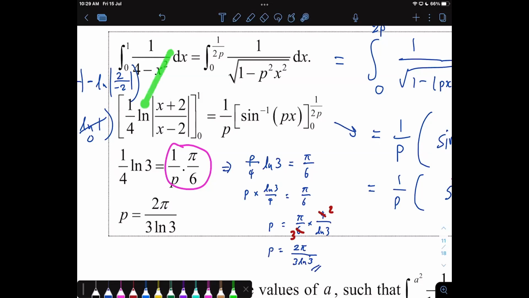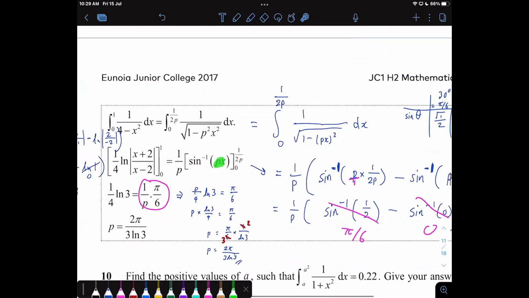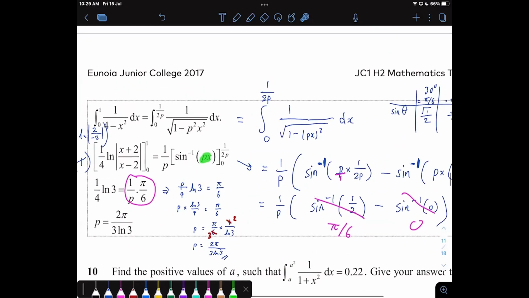Okay, all you have to do is calculate the left side, calculate the right side, make p the subject. And you need to know how to sub in the x. You need to know it's a px first. Then you need to know how to substitute in your x, upper and lower limit. Okay?